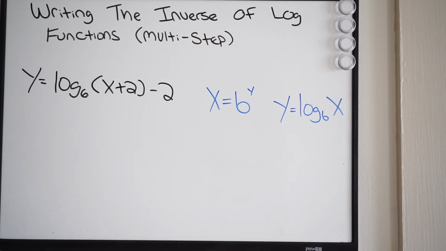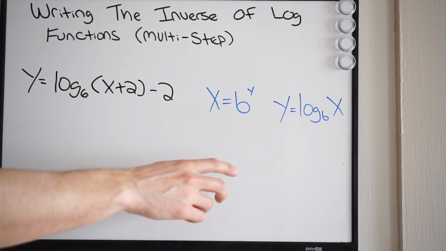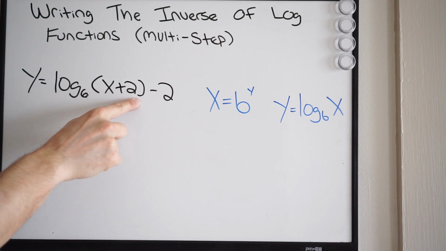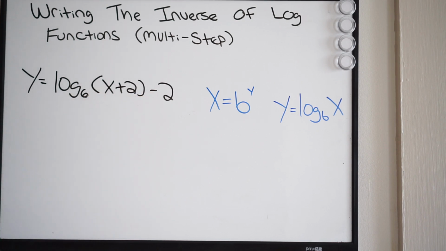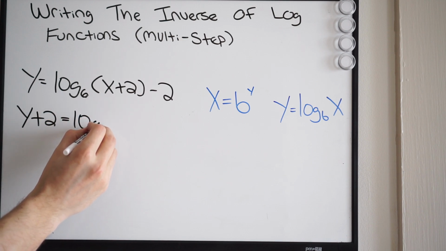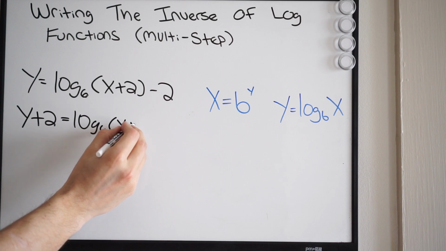Alright. So again, when we're taking the inverse of a log, first step is we need to put it into its exponential form. Before we do that though, we need to isolate the log function. Okay, so in other words, we need it in this form right here, log base of x. Well, here I have my base. Again, this whole part right here in parentheses is my x, but this minus 2 is getting in our way. So we need to add 2 on both sides so that we can isolate this right here. So let's go ahead and do that. So we're going to add 2. So we have y plus 2 now. Now we have log base 6 of x plus 2.